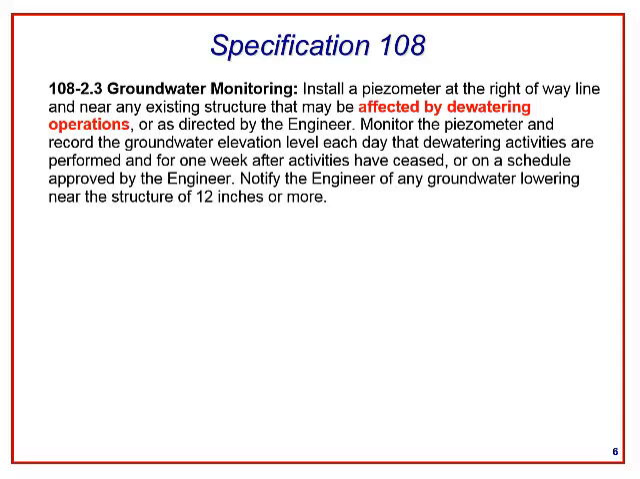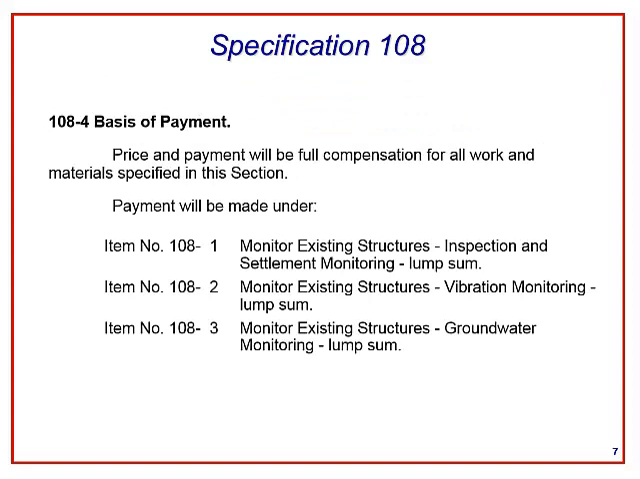This type of monitoring does not have prescribed limits, which again means that any structure that is to be monitored must be identified in the plans. The specification closes by indicating the correct pay items to be used. To recap, there's 3 types of monitoring.